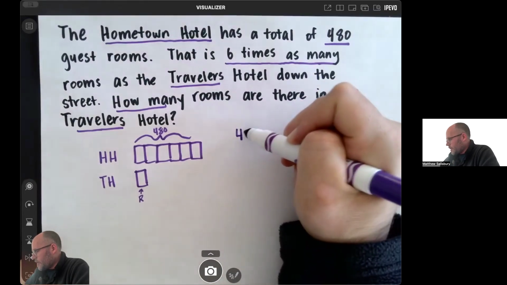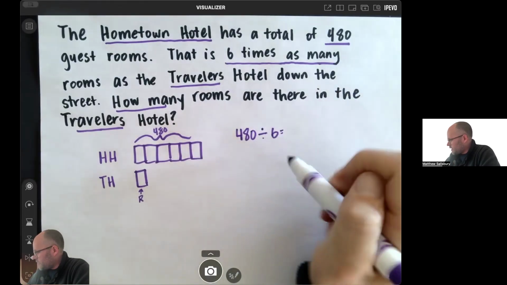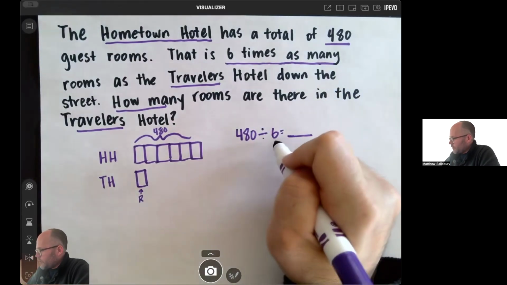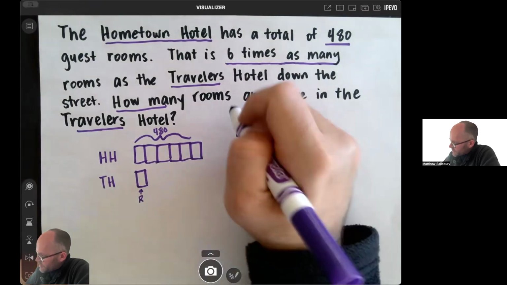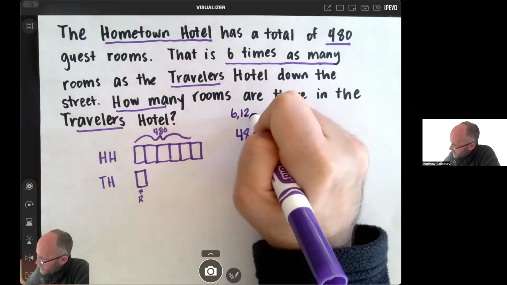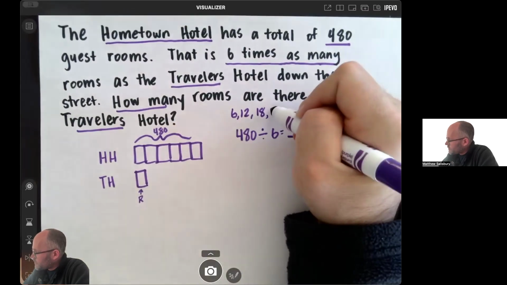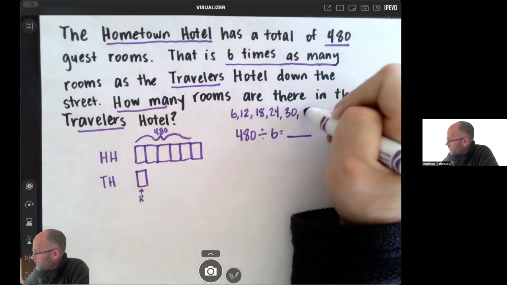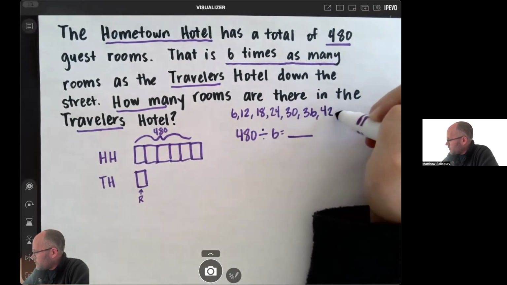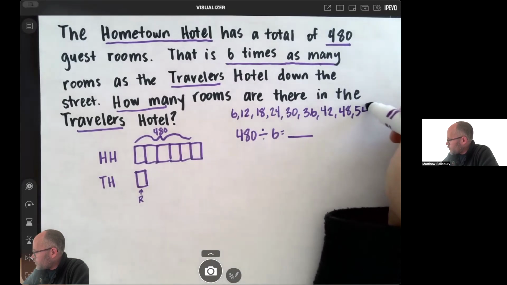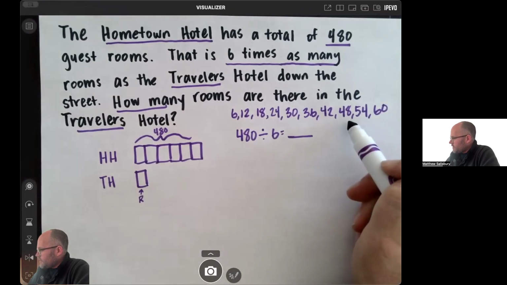So 480 divided by 6 equals blank. Let me write my multiples of 6. Whenever I'm dividing, I like to take the divisor and write the first 10 multiples. So let's see, 6, 12, 18. If you don't have them memorized, you could count on: 19, 20, 21, 22, 23, 24, 30, 36, 42, 48, 54, 60. Okay, 480. I see this 48 and 48 here.